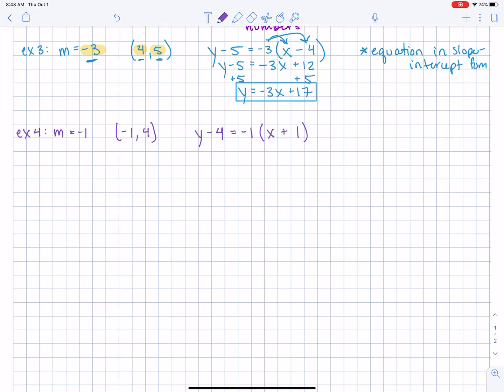Okay, distributing. So y minus 4 is equal to negative x, distributing that -1 to both terms. Now we're going to add 4 to both sides, giving me my final equation of y is equal to negative x, which means -1x, plus 3. How'd you do? Hopefully you did okay. I'm going to give you a box here to know that this is your final answer.